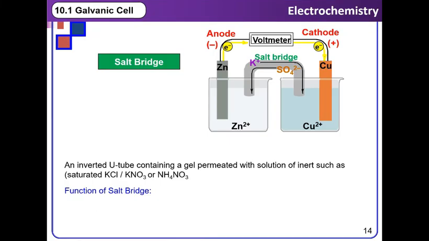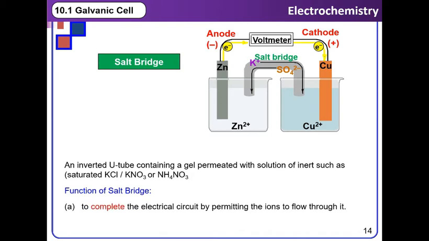What is a salt bridge? A salt bridge is an inverted U-tube containing a jar permeated with a solution of inerts such as saturated potassium chloride, potassium nitrate, or ammonium nitrate. The function of the salt bridge is, A, to complete the electrical circuit by permitting the ions to flow through it, and B, to maintain electrical neutrality in the electrolytes.